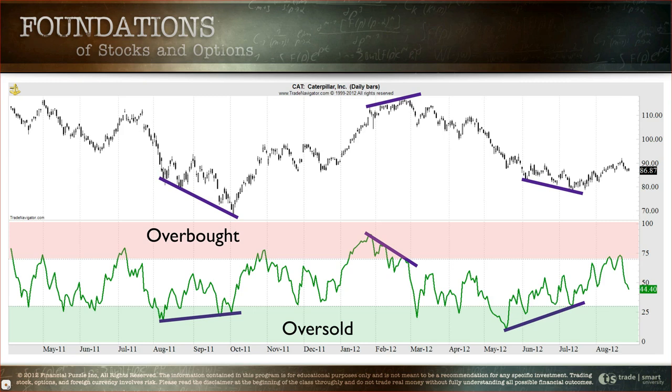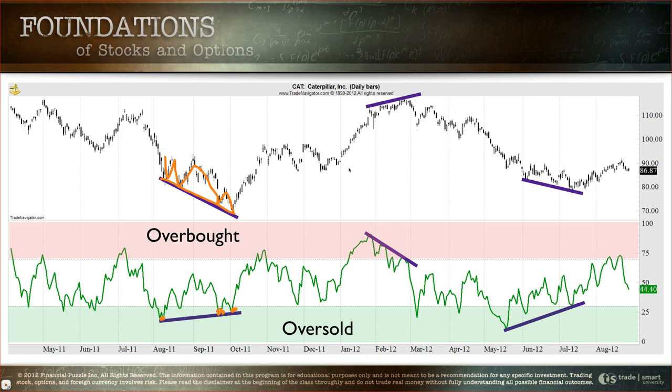Notice over here between August and October as the trade's making lower lows. Over a 2-month period, we make a lot of lower lows. But look at the oscillator as we are making a sequence of higher lows. So it would look like we're in a downtrend on the stock, and it would look like we're in an uptrend on the oscillator.